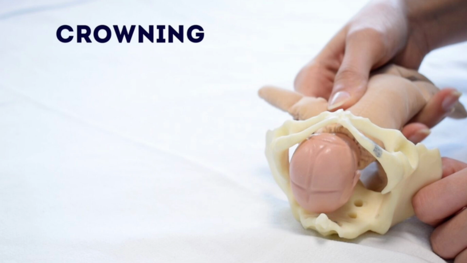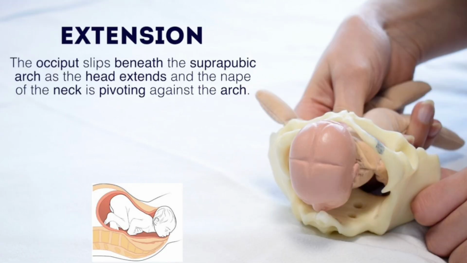Okay, this is our fifth mechanism. Our sixth mechanism is extension of the head. From the name itself we can understand the baby's head is extending. How? The occiput slips beneath the suprapubic arch, allowing the head to extend. So we can see the vertex, then the eyebrows, then the fetal face, then the chin. This is happening in the extension of the head.